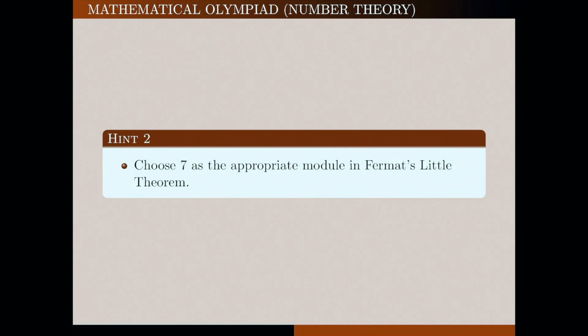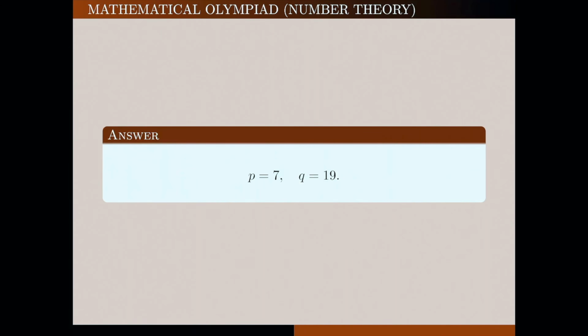Hint number 2, choose 7 as the appropriate modulus in Fermat's little theorem. On the next slide, I will show you the final answer to the problem. If you do the problem correctly, you will see that there is only one pair of solutions to the problem: p equals 7 and q equals 19.